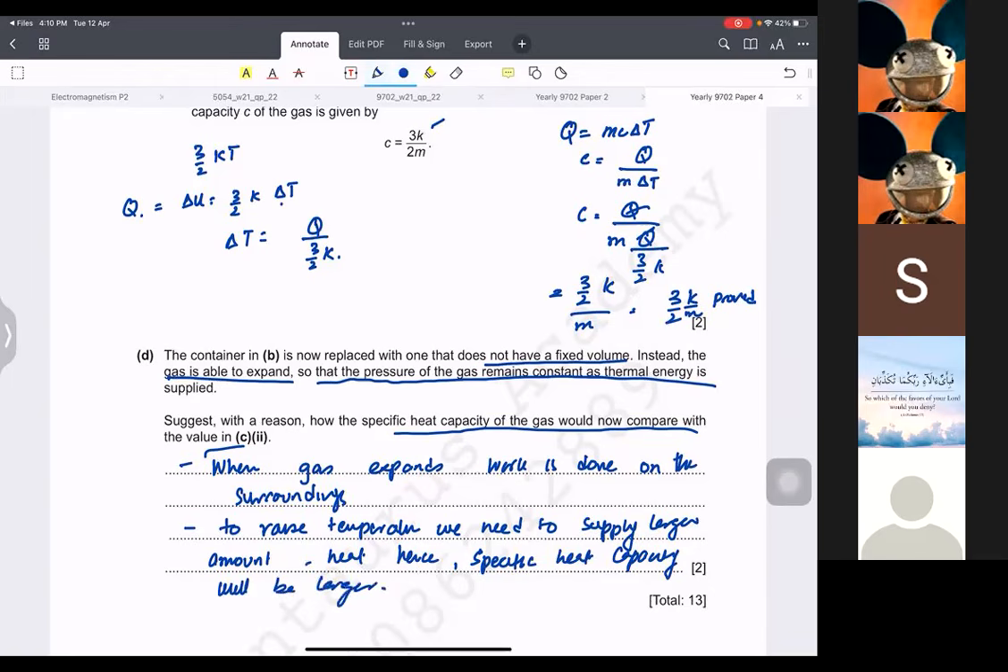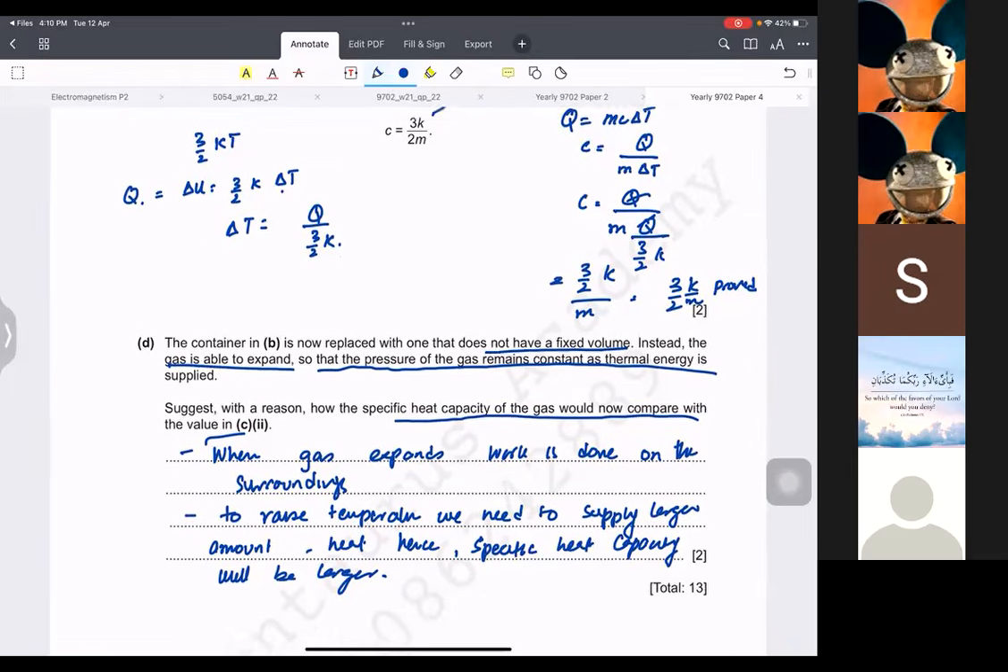Sir, why is it that more thermal energy will be needed? Because the heat that you're supplying is used for two things. One, it is changing the temperature, I mean increasing the internal energy. Also, it is doing work on the surroundings. So you need that energy to do two things: change temperature and do work. More energy means greater thermal capacity for the same temperature rise. Do you understand? Yes, sir. Okay, then.